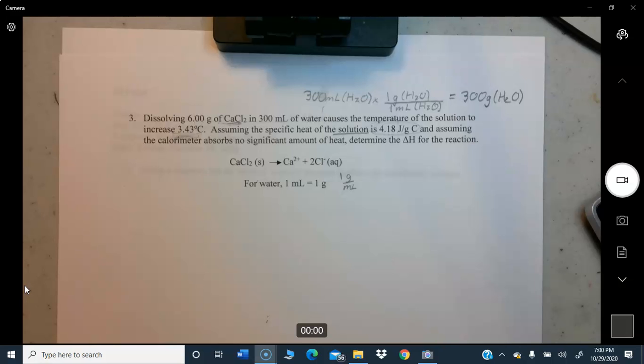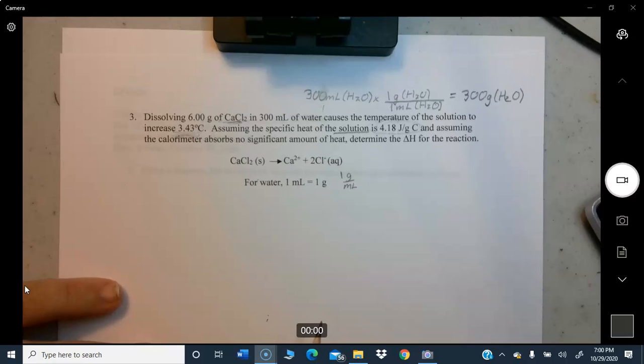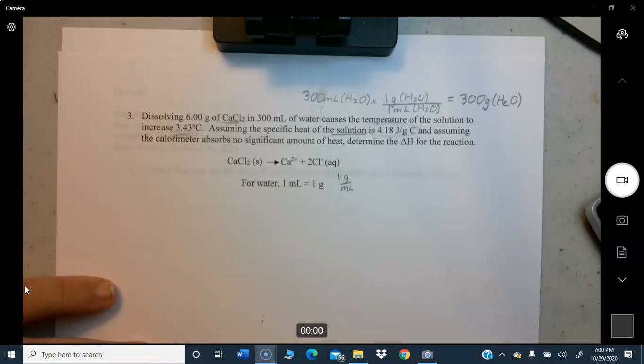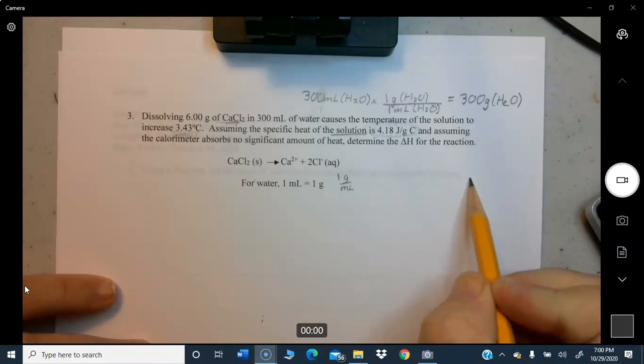So you don't have to sweat the little bit of specific heat change that would be caused by the calcium chloride. And then it says, assuming the calorimeter absorbs no significant amount of heat. Let's go ahead and make a quick diagram of this.